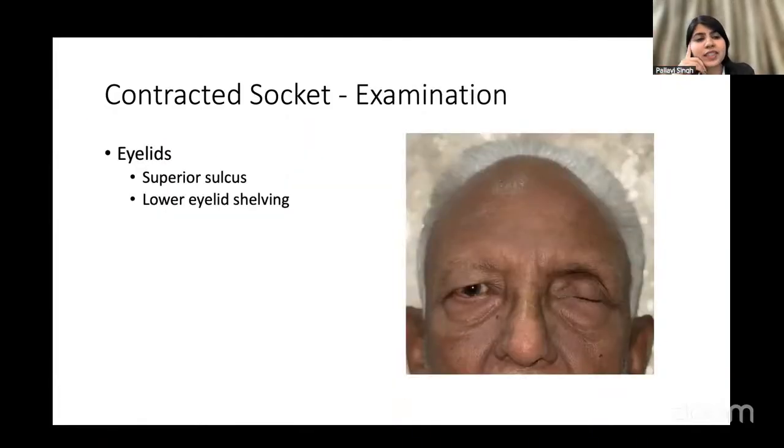So when you're doing the examination, one of the common things that we see post enucleation is the post enucleation socket syndrome, the PES. And what we see commonly in those cases is a superior sulcus deformity. Like if you see in this case, his superior sulcus is very deep, and it does not have that fullness that the normal eye has.